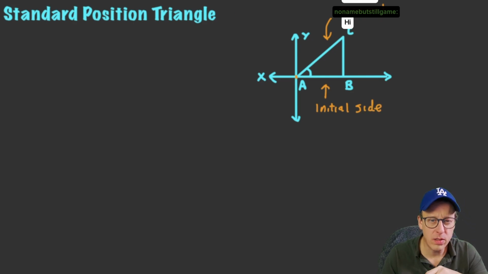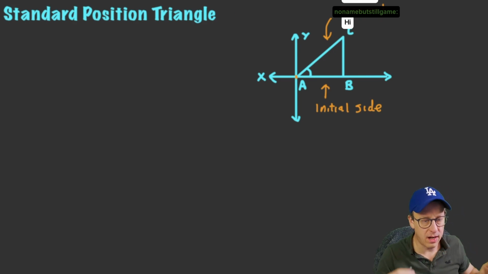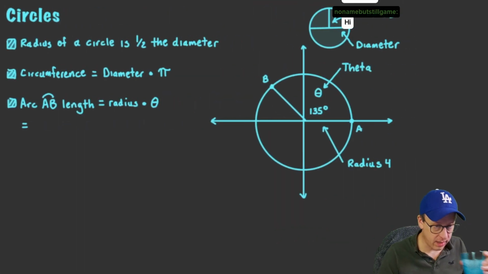And is there anything else? Basically, the initial side just lies on the x-axis, and the terminal side is the other side of our angle. Let's start getting into some problems here, though.